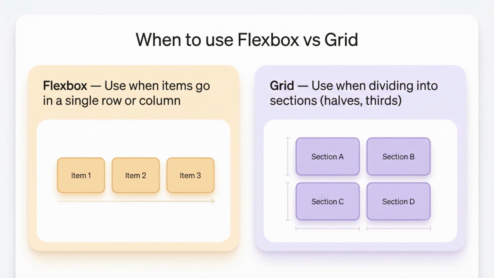Flexbox is ideal when you need to arrange items in a straight line, either horizontally or vertically. But when you're dividing a layout into sections, like splitting a row into halves or thirds, Grid is the better tool. The instructor notes they'll cover Grid in a separate section.